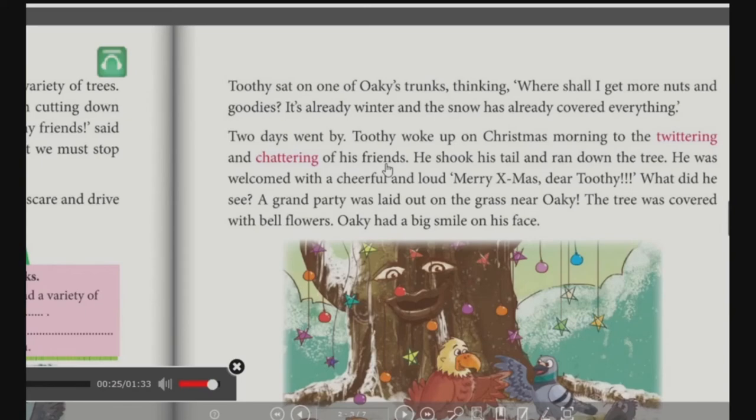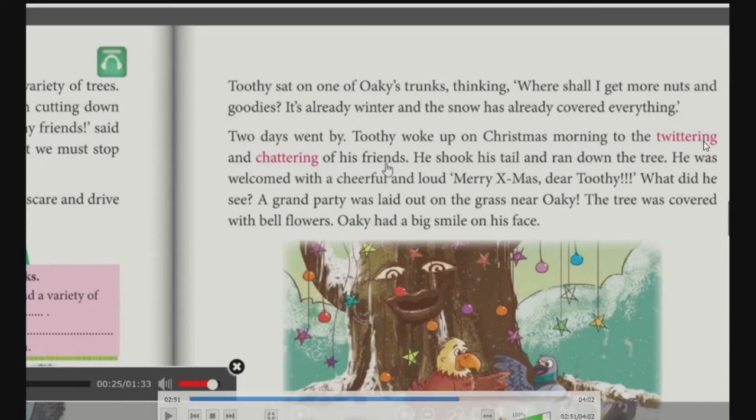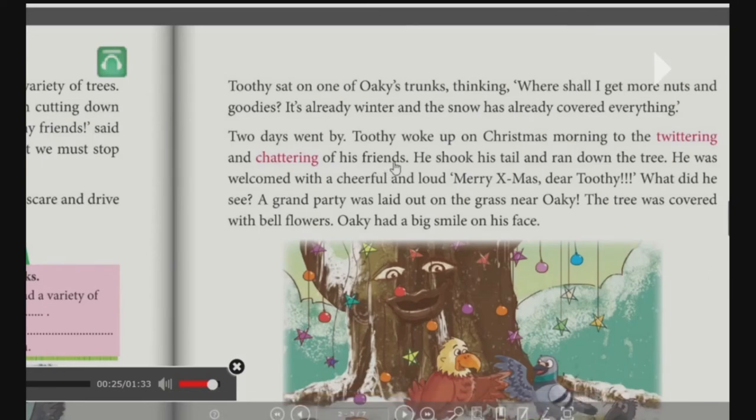Why did Toothy wake up? Because he heard the sound of his friends. He shook his tail and ran down the tree. We studied earlier also that Toothy would twitch his tail when he wanted to meet his friends. So he did the same thing over here.